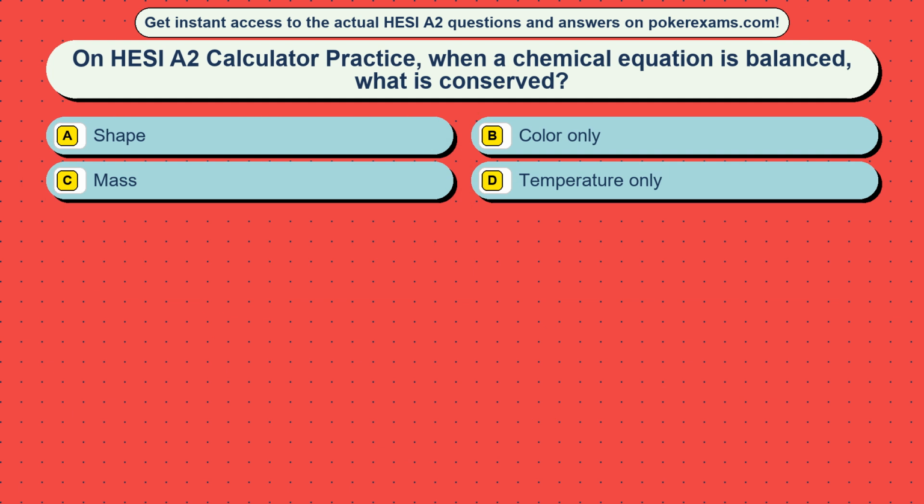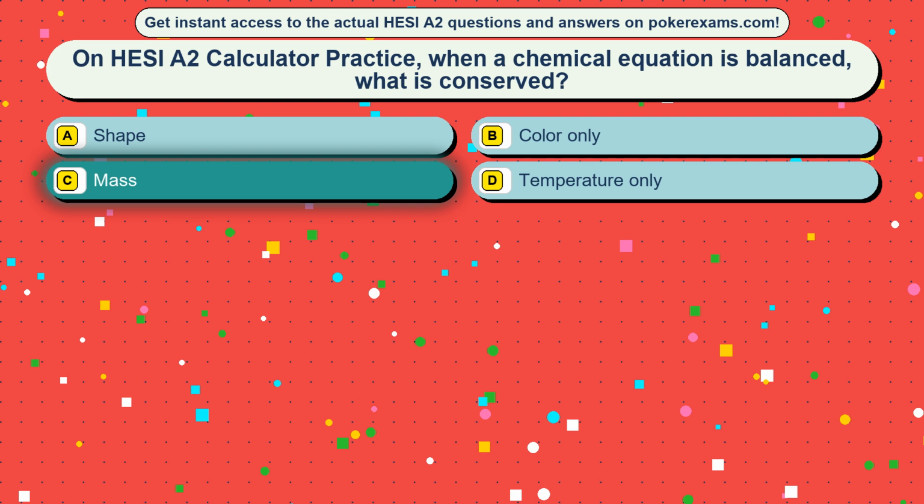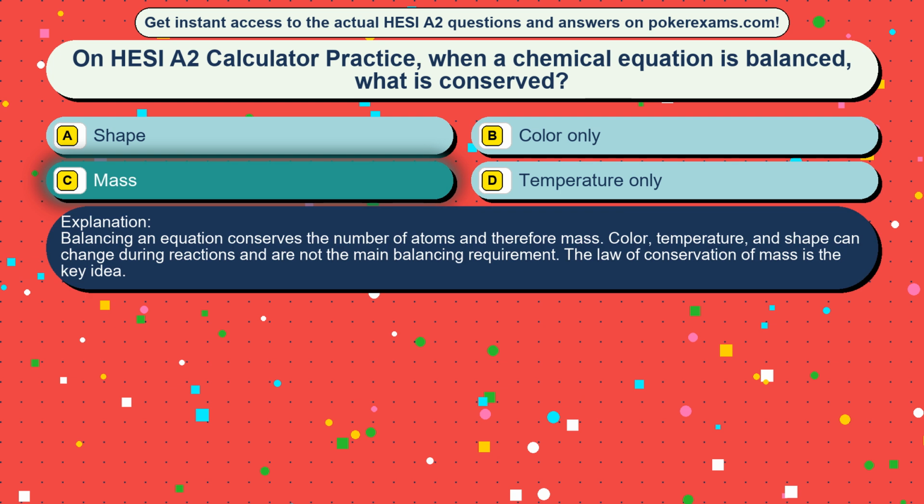Question 44. On HESI A2 Calculator Practice, when a chemical equation is balanced, what is conserved? Option A, shape. Option B, color only. Option C, mass. Option D, temperature only. The correct answer is option C, mass. Balancing an equation conserves the number of atoms and therefore mass. Color, temperature, and shape can change during reactions and are not the main balancing requirement. The law of conservation of mass is the key idea.